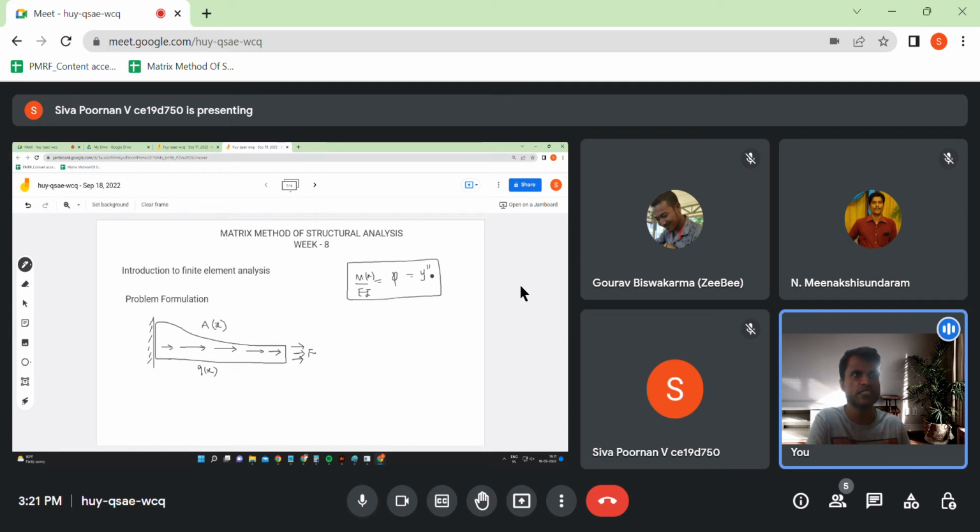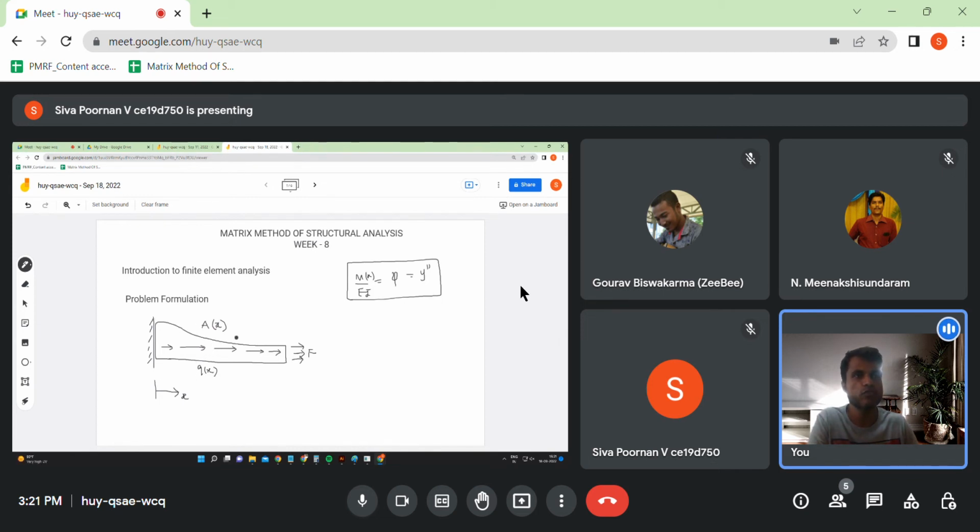For example, we'll just take an example case study here. It's a variable area member which is subjected to axial forces. As you can see, it is subjected to two types of axial forces that, just for the sake of demonstration, we have drawn this. One is an end force F and one is a distributed force Q of x, which varies with x. Okay, x is the span starting from here. So area is also varying, and the force is also varying.